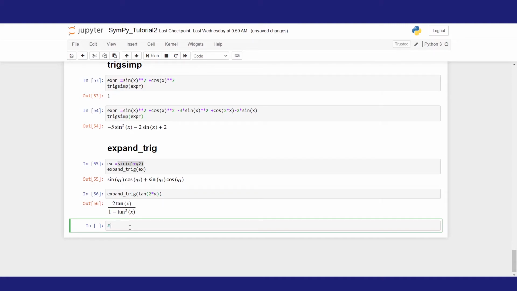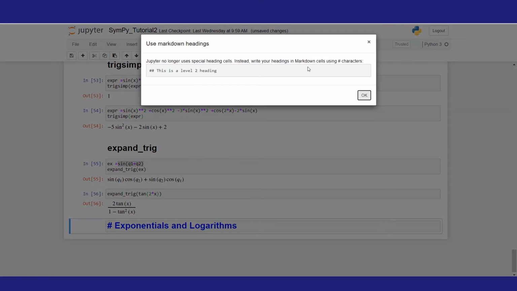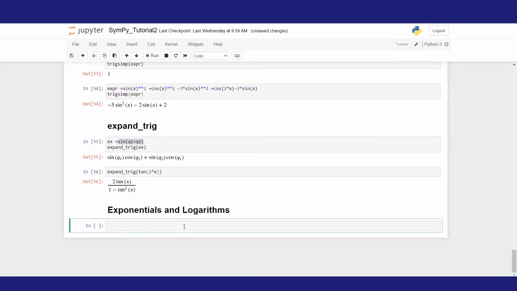Let's look at exponentials and logarithms and see how we can deal with that in general. Under exponentials and logarithms, we go deep into the e and the logs of any base, but in this tutorial we'll try to keep it short and just look at the laws of logarithms and how we can manipulate logarithms.